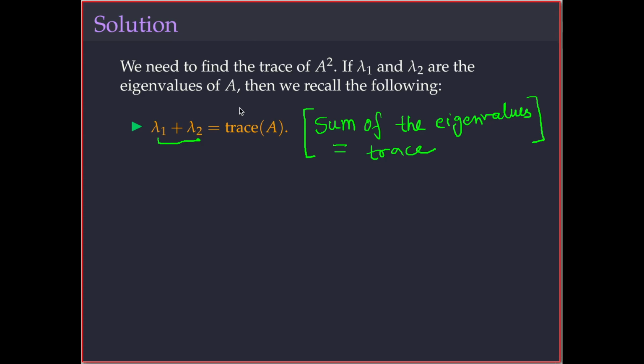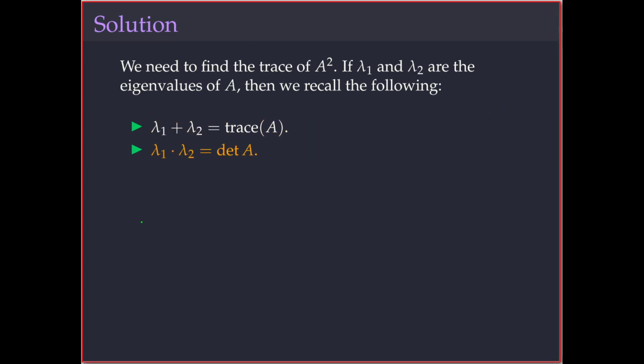The next is that the product is equal to the determinant. This is also true for any matrix. That means the product of all the eigenvalues is the same as the determinant of that matrix. Okay.